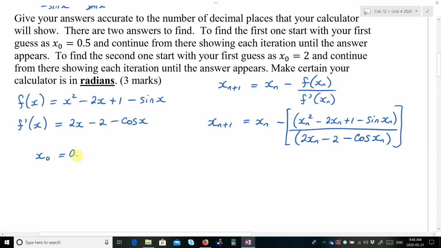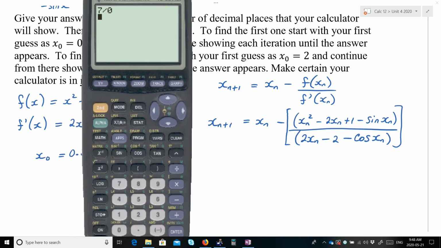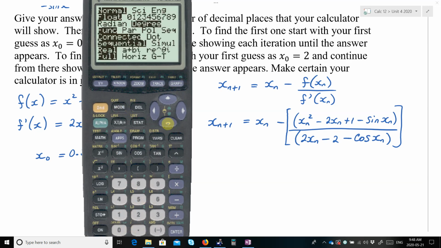x0 is equal to 0.5. So I have to plug 0.5 in for xn in the Newton's method formula. Okay, so notice it's xn, so 0.5 minus, then I'm going to kind of double up the brackets here a lot. Open bracket on the top, we've got to have xn squared, so 0.5 squared minus 2 times 0.5 plus 1 minus sine of 0.5. And before I go any further, I'm going to go mode, and yes, make sure I'm in radian mode. Now I'm in radians.